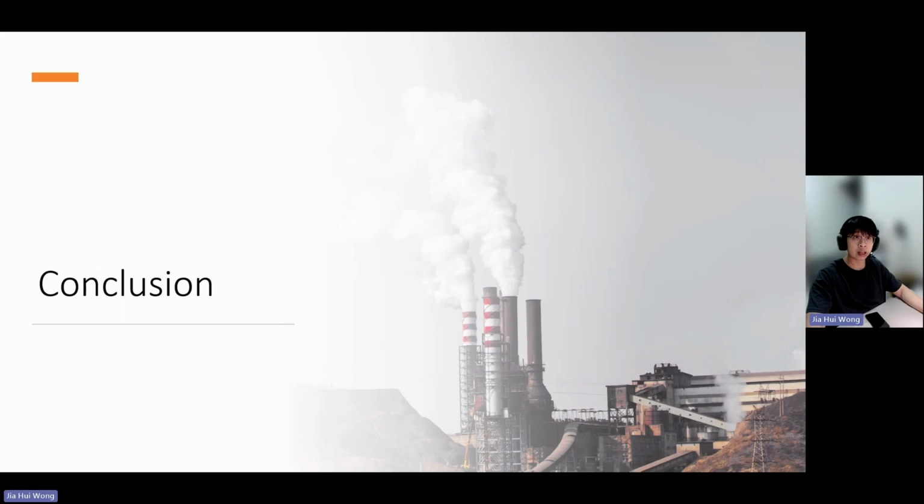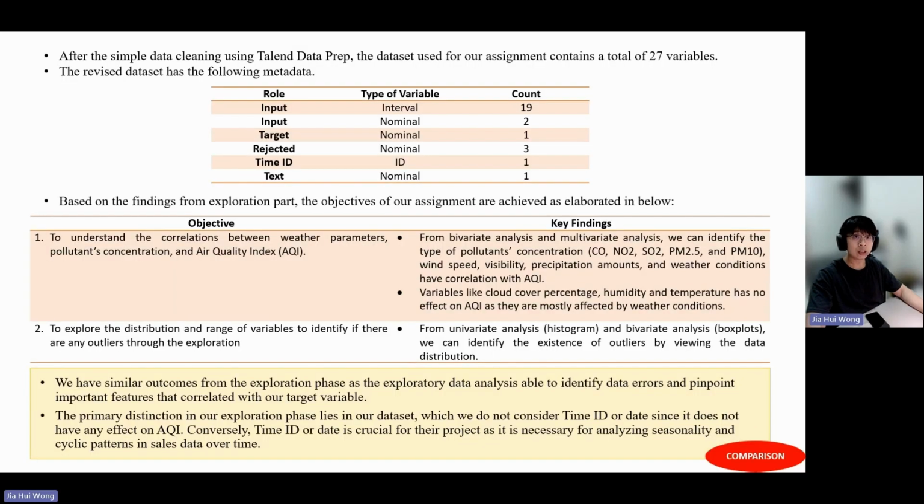For the conclusions, after the simple data cleaning using tailored data prep, the dataset used for our work assignment contains a total of 27 variables. The revised dataset has the following metadata as shown in the table. Based on the findings from the exploration part, the objectives of our assignment are achieved as elaborated in the table below.